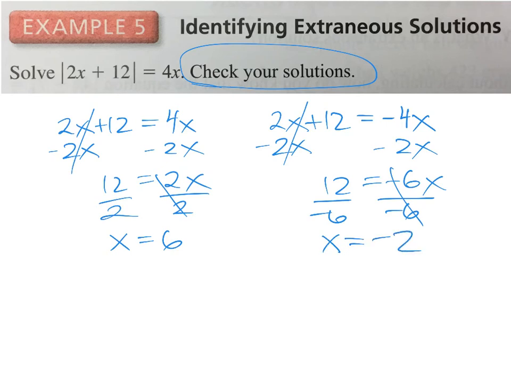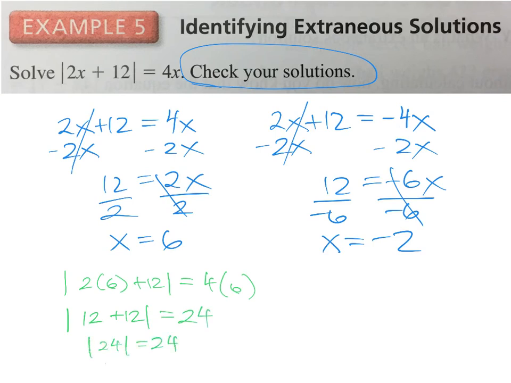Now I have to check my answers. Let's watch what happens here. 2 times 6 plus 12 equals 4 times 6. Does that work? I get 12 plus 12 equals 24. Here I have the absolute value of 24 equals 24. The absolute value of 24 is 24, so that's true. That checks out. x equals 6 is a solution.